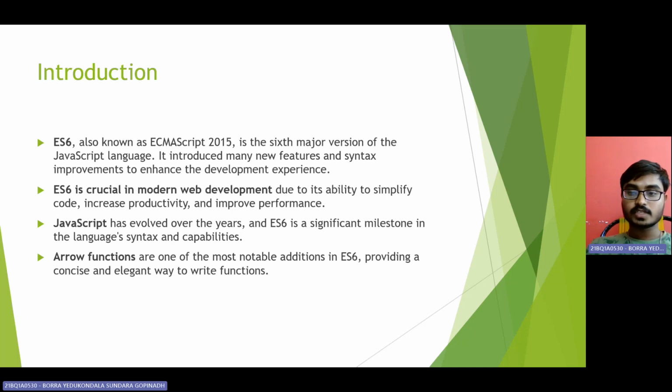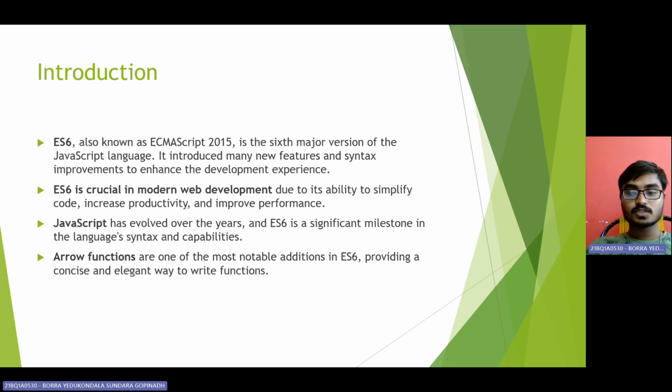Promises: ES6 introduced native support for promises, making it easier to work with asynchronous operations and avoid callback hell. Modules: ES6 introduced the module system with import and export statements, allowing better code organization and reuse. Enhanced object literals: ES6 introduced shortened property names, computed property names, and methods in object literals, making object creation more concise and flexible.